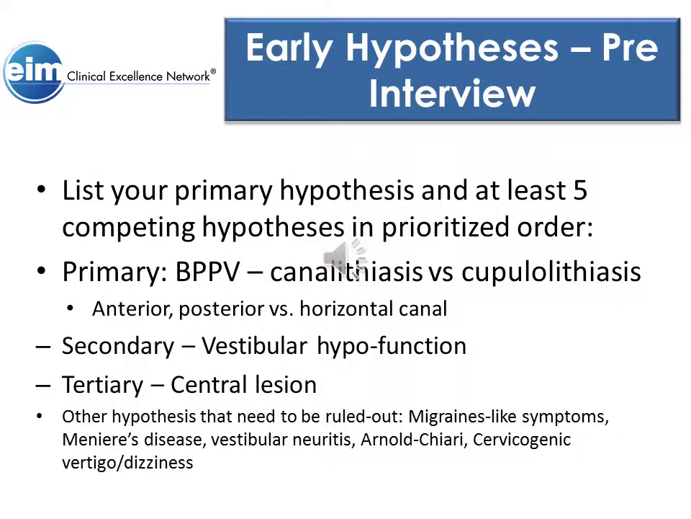Okay, so my pre-interview hypotheses: my primary is BPPV, and throughout the history I will try to rule in if it's canalithiasis or cupulolithiasis, and also which canal it may be in, through the objective exam. Secondary is vestibular hypofunction, tertiary is central lesion or central involvement, and then other hypotheses that I need to rule out would be migraine-like symptoms, Meniere's, vestibular neuritis, Arnold-Chiari, or cervicogenic vertigo and dizziness.